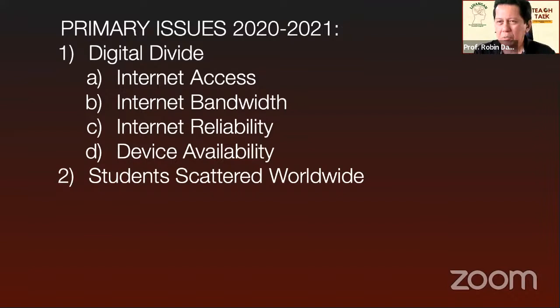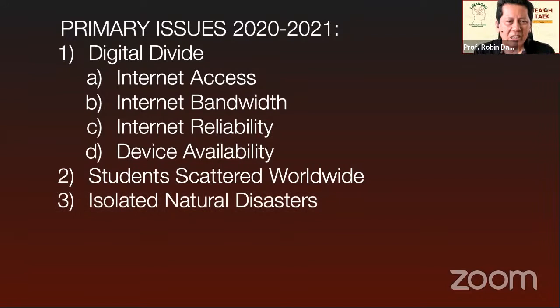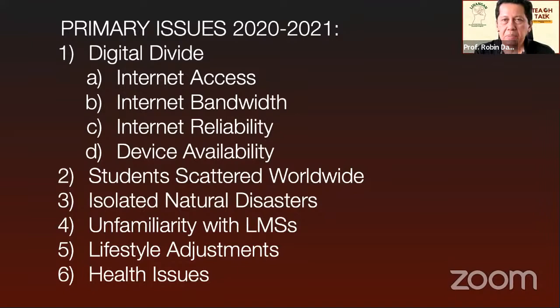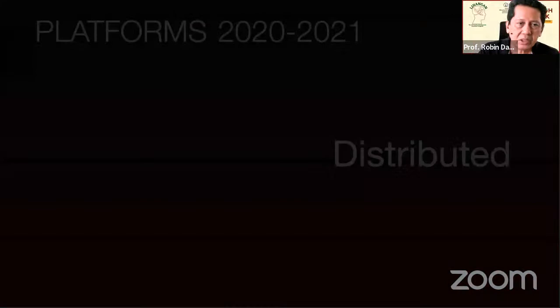Second, students were scattered worldwide, not just all over the Philippines, but even in other parts of the world. So I had a student in China, and I had colleagues who had students in the Middle East because they were stuck there and they could not come home. There were isolated natural disasters. Like I remember in 2021, the three consecutive typhoons that hit the Bicol area was devastating. I was expecting that in the first semester. Then there were people who were unfamiliar with learning management systems. There were lifestyle adjustments because, you know, now everyone was cooped up. And then there were health issues, particularly mental health issues.